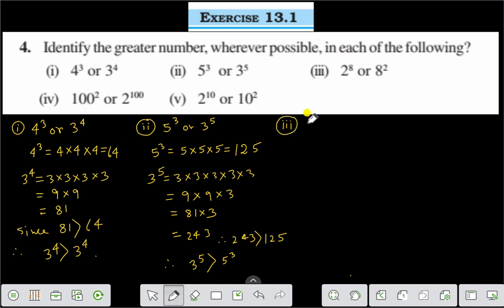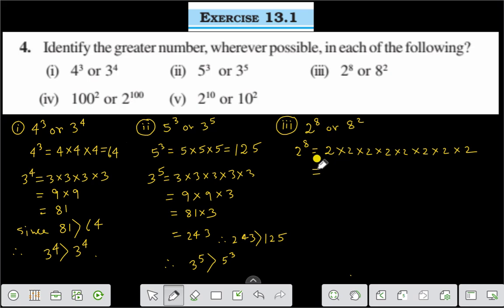Question number 3 is given as 2 to the power 8 or 8 to the power 2. 2 to the power 8 can be written as 2 into 2 into 2 into 2 into 2, 4, 5, 6, 7 and 8. 1 2 3 4 5 6 7 8.